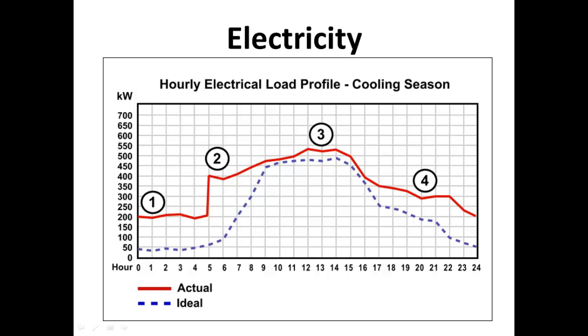Now, at point number 3, we see not a lot of difference between our actual demand and the ideal, because we need everything going. But there may be a few things we can turn off. For example, there may be some classrooms with computers where nobody's in them. Those could be turned off. There could be some hot water heaters in janitorial closets, and the janitors aren't using them at that time of the day. They won't be using them until later in the day. So there are some things that might be turned off.